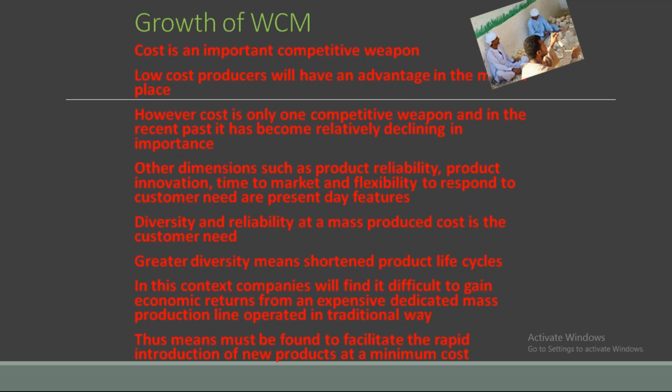So therefore, the way to go forward is to introduce new products at minimum cost. That is what business is doing continuously. This is why we have such a huge element of expenditure, what we call research and development, the continuous development of new products.